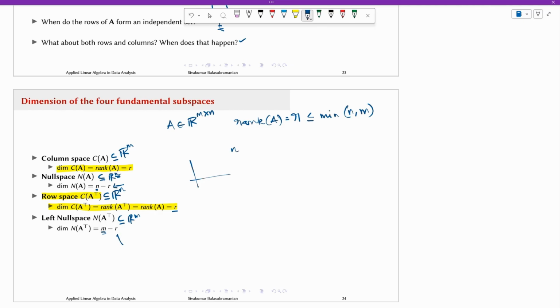Similarly, for the left null space, the same argument applies. The output space has a dimension m, because it's Rm. The rank of the matrix is R, and the dimension of the column space is R. Whatever is left is then taken up by the left null space, which is essentially m minus R.